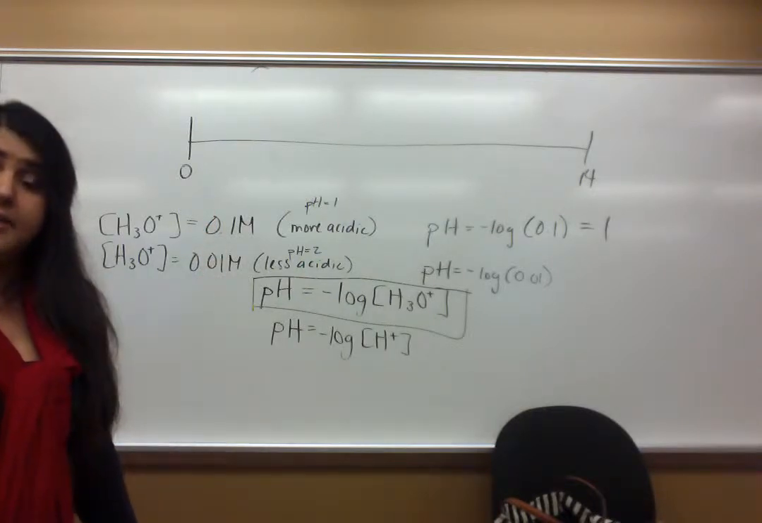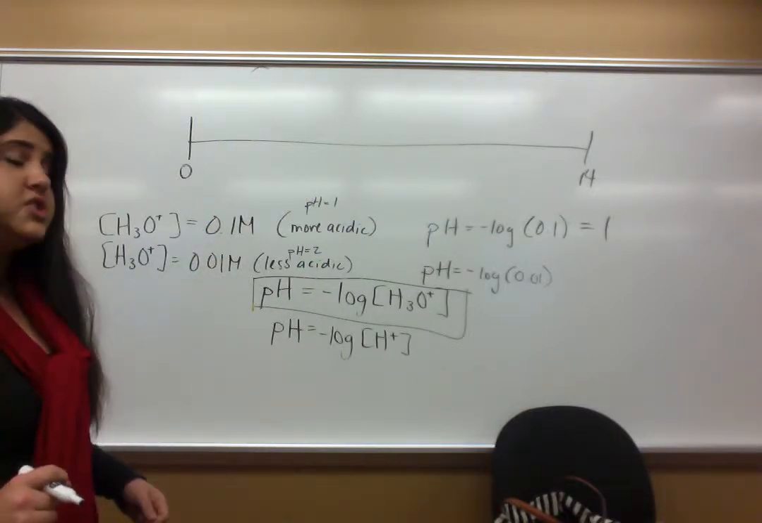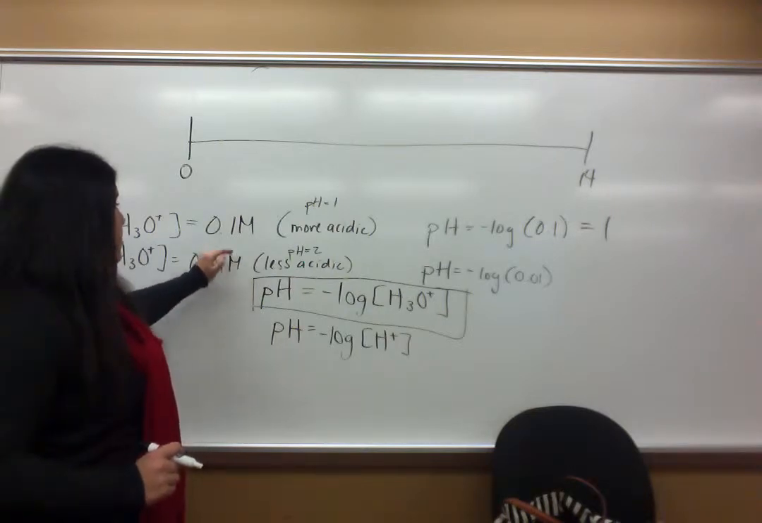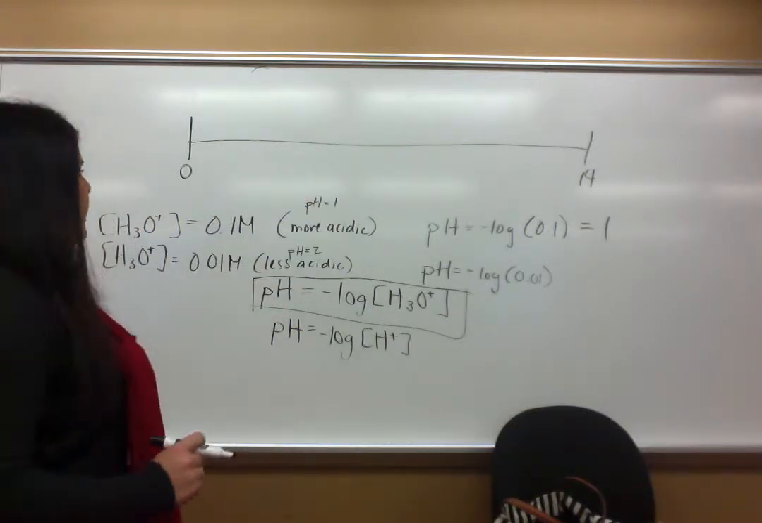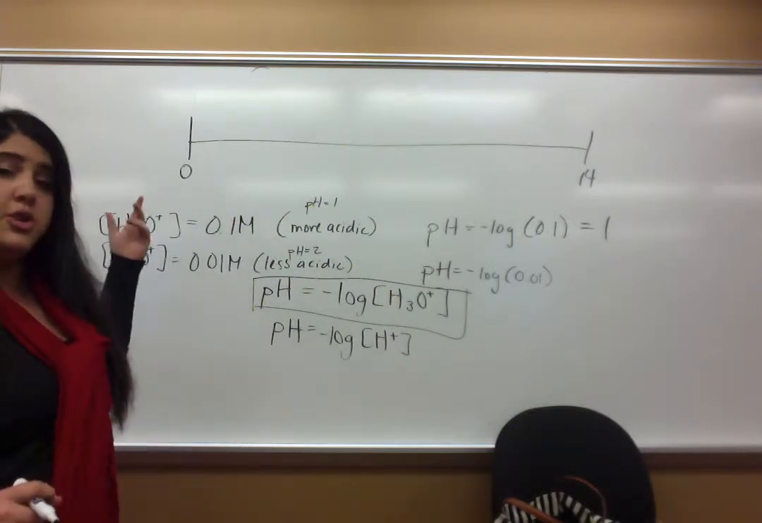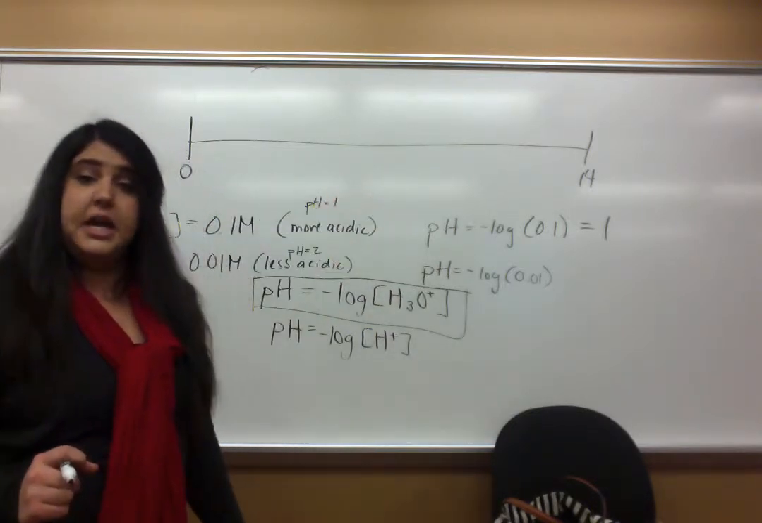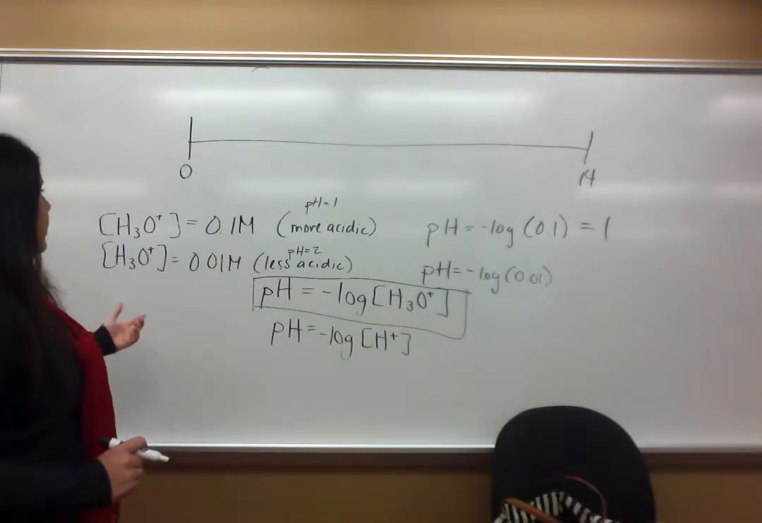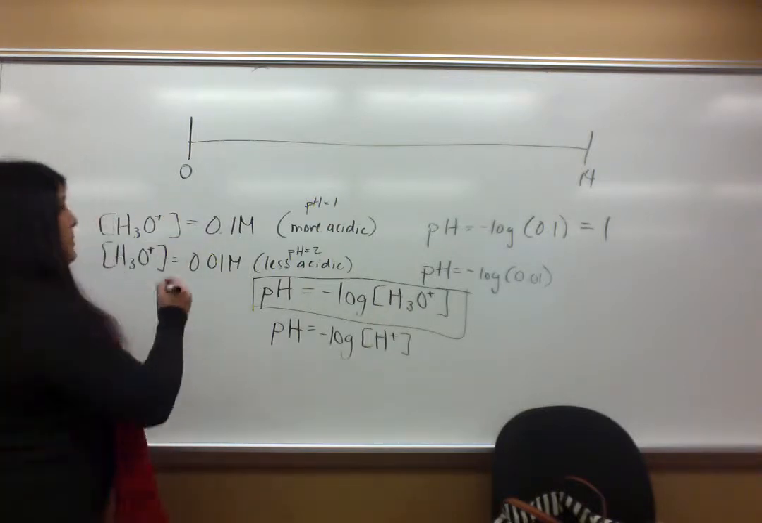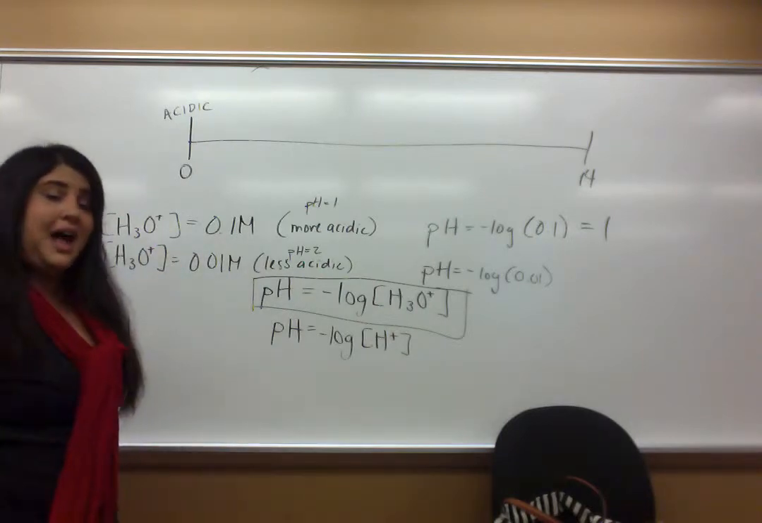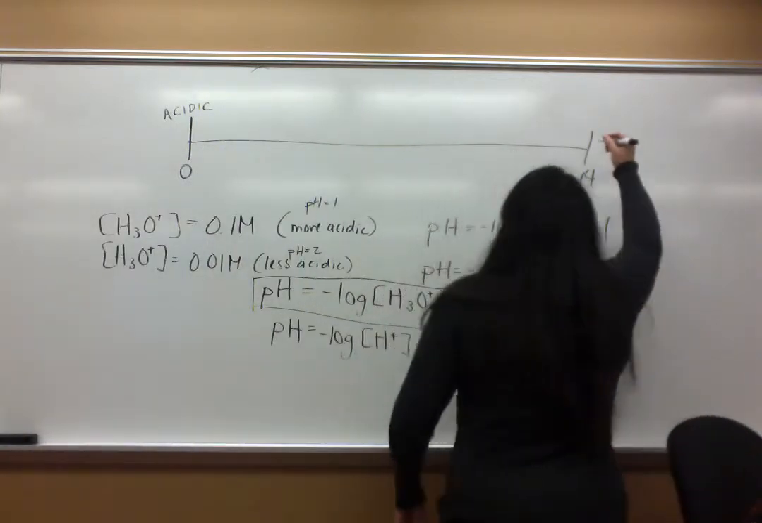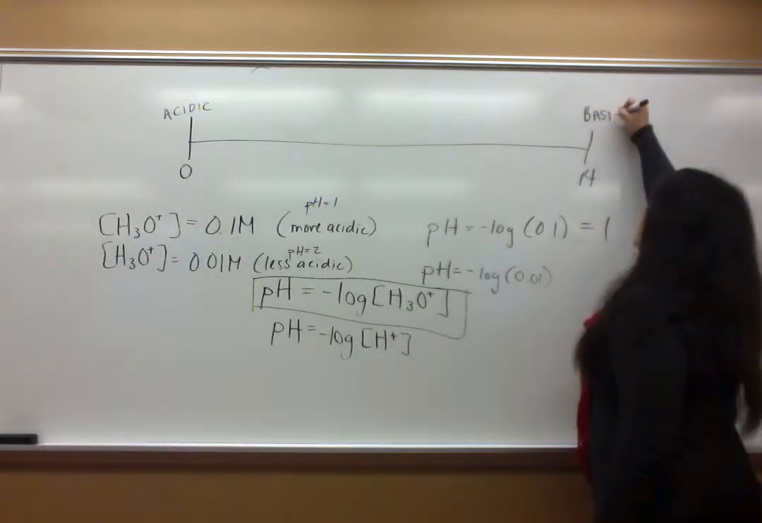What you should be thinking now is, well, looking at my solutions, as my concentration of H3O+ goes up, that means I've got a more acidic solution. As my solution becomes more acidic, my pH actually seems to be going down. So when I think about my pH scale measured on a 0 to 14 scale, I should be thinking, well, lower pH must correspond to more acidic solutions, while higher pH corresponds to more basic solutions.